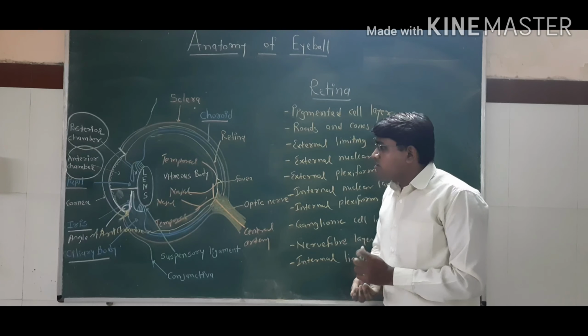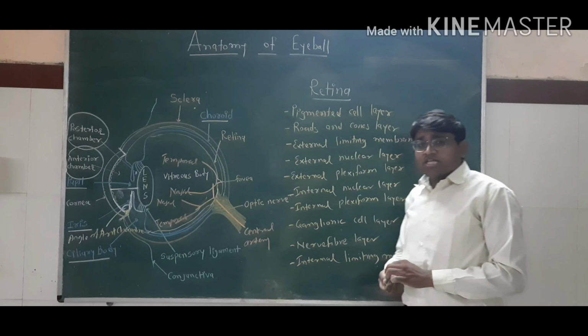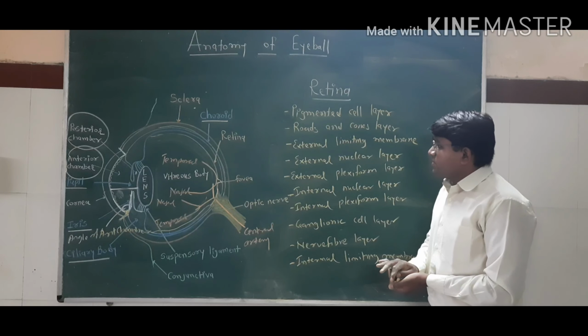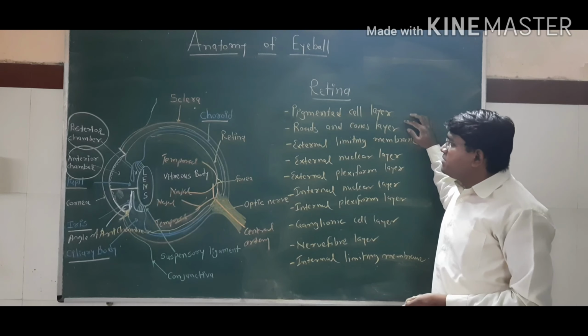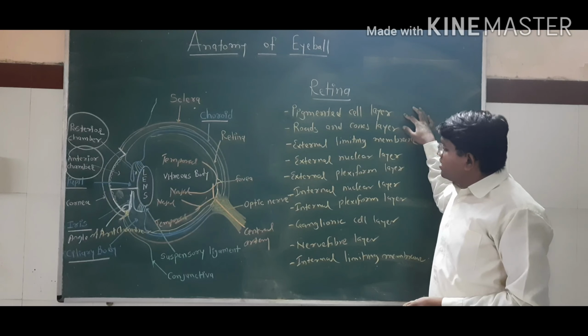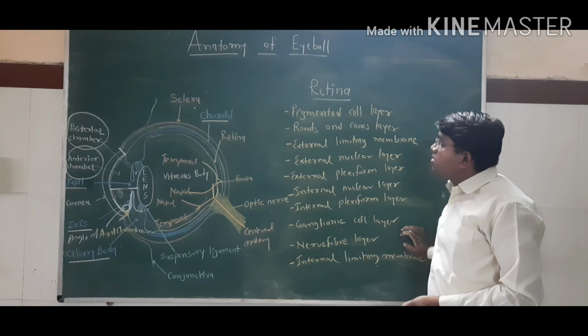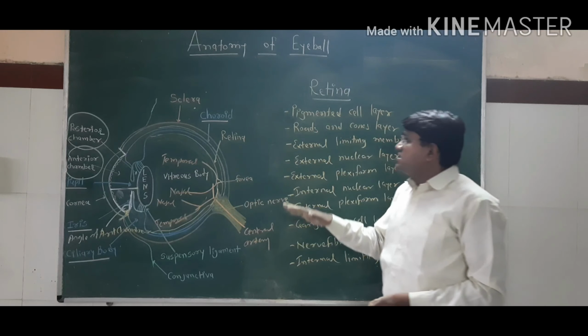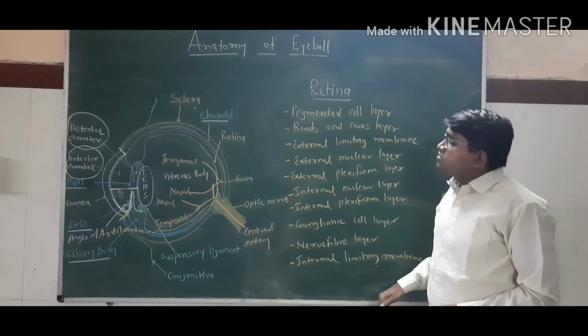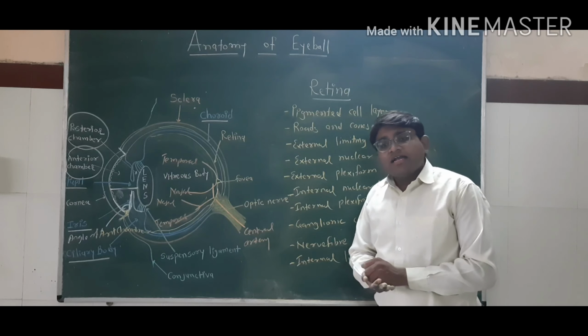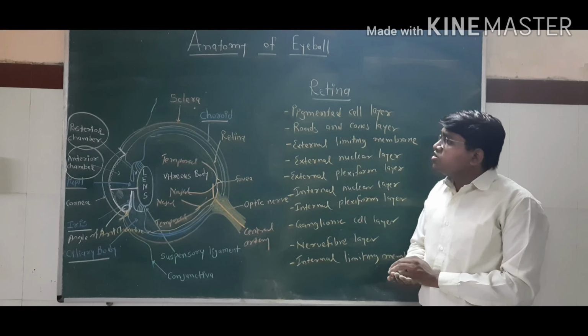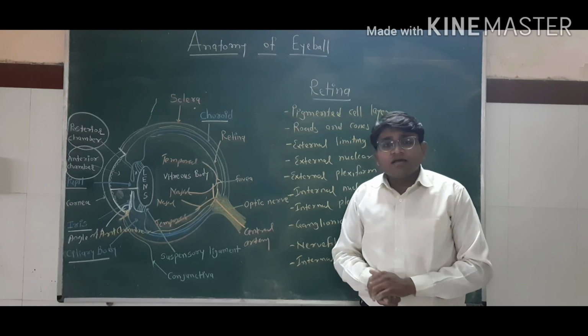So retinal detachment. The retina mostly separates at this part, in between the pigmented cell layer and the other layers. Means the pigmented cell layer is separated from the other layers, so it is known as retinal detachment. Okay, so here we have completed the retina.